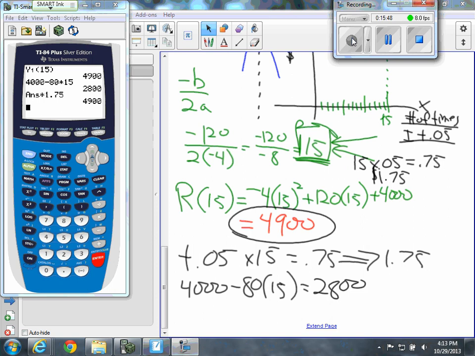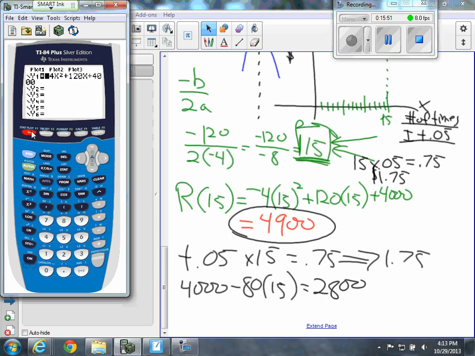I'm going to go over here to my y equals. My equation is in there. I'm going to get out of that. Now I'm going to go zoom 6. It's always where I start my graphs. And I can see that my graph isn't showing up.